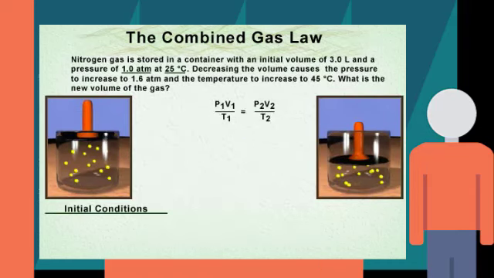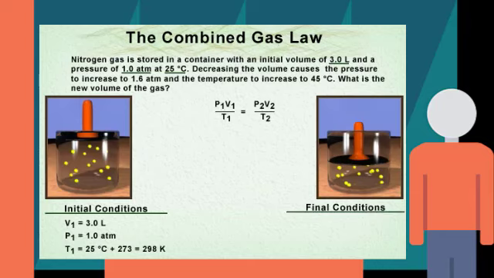First, match the numbers in the question to the variables. V1 is 3 liters, P1 is 1 atmosphere, and T1 is 25 degrees Celsius, which is 298 kelvins. After the volume is decreased, the pressure, P2, is 1.6 atmospheres, and the temperature, T2, is 45 degrees Celsius, which is 318 kelvins. V2 is the new volume, which must be calculated.